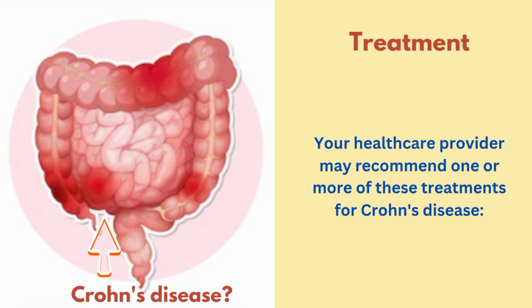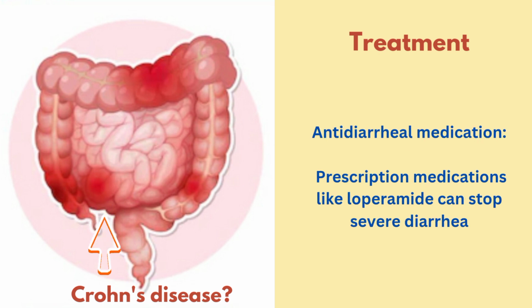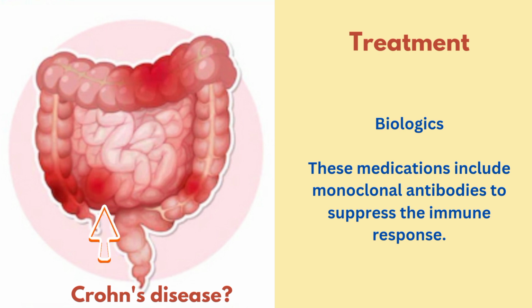Now let us see the treatment. Your healthcare provider may recommend one or more of the treatments for Crohn's disease. They are: the first treatment option is the antibiotics. Antibiotics can prevent or treat infections. Next is the antidiarrheal medication. Prescription medications like loperamide can stop severe diarrhea. Next one is the biologics. These medications include monoclonal antibodies to suppress the immune response.